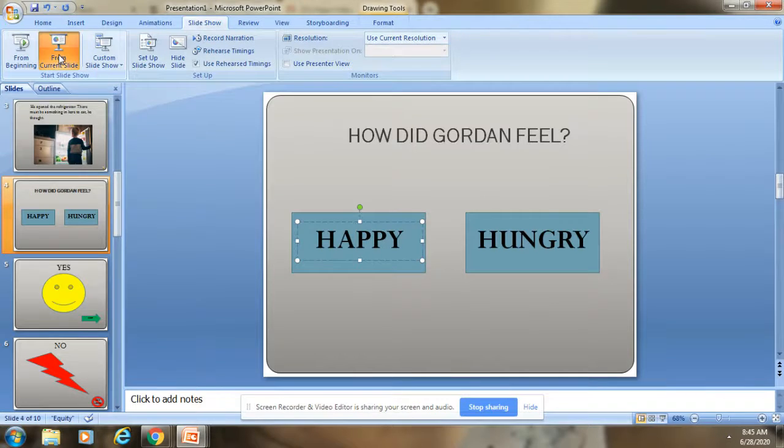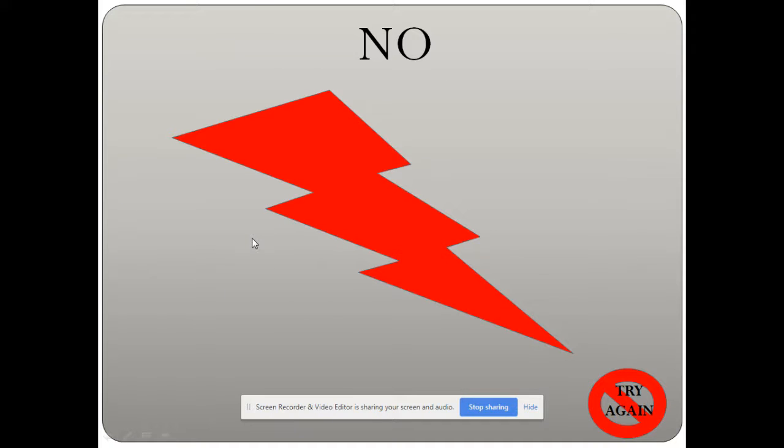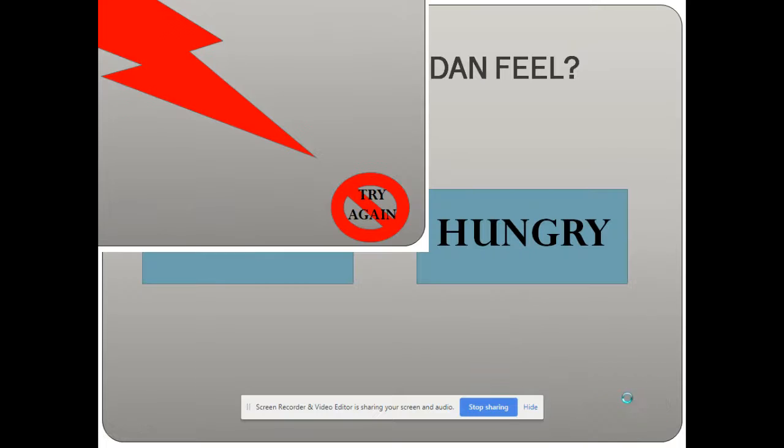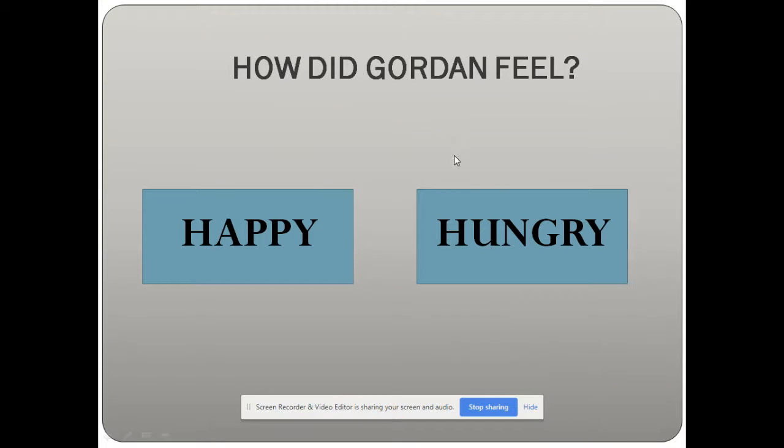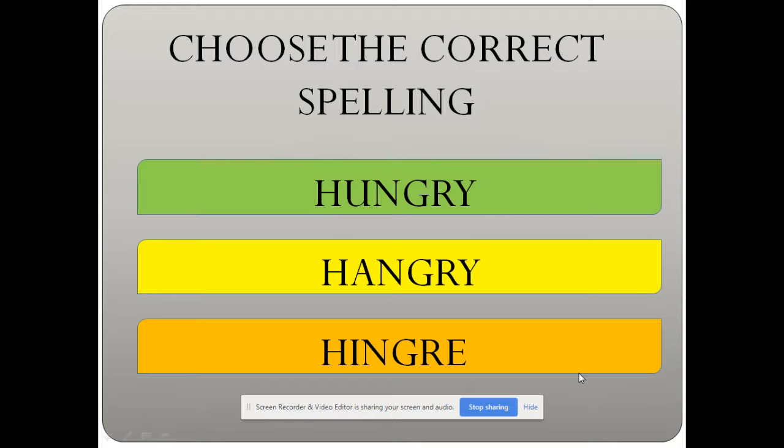So from current slide, how did Gordon feel? Let's say the students say he felt happy. We know that this is not correct, so we want to try again. How did Gordon feel? Gordon actually felt hungry, and this is correct. So now we're going to go to the next question.